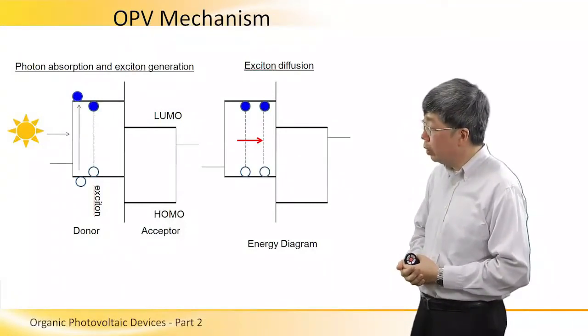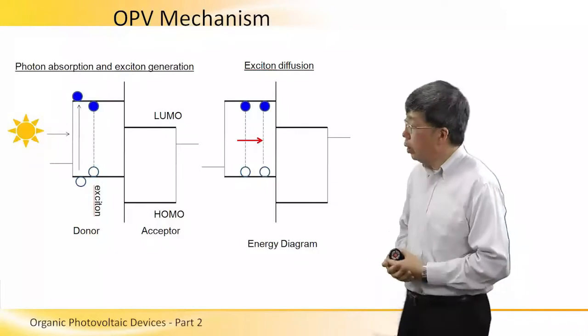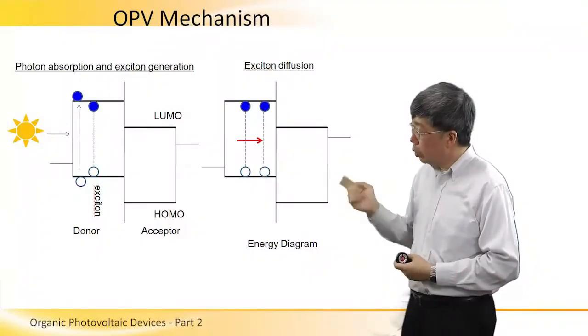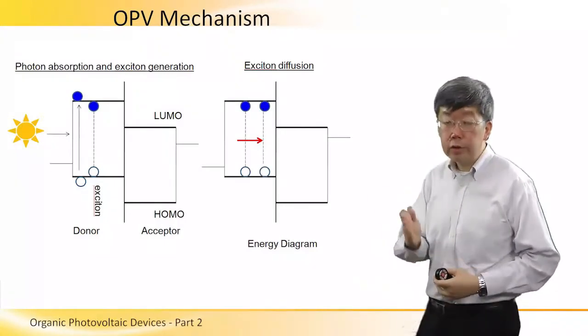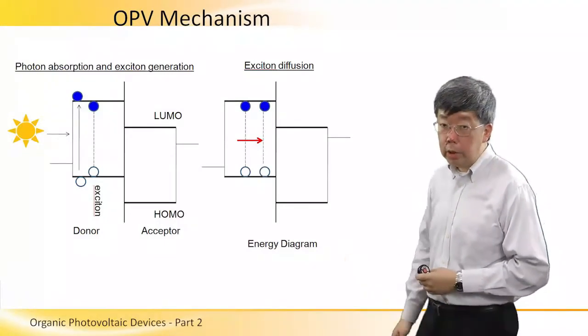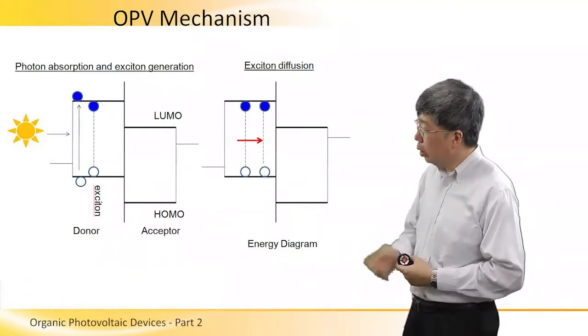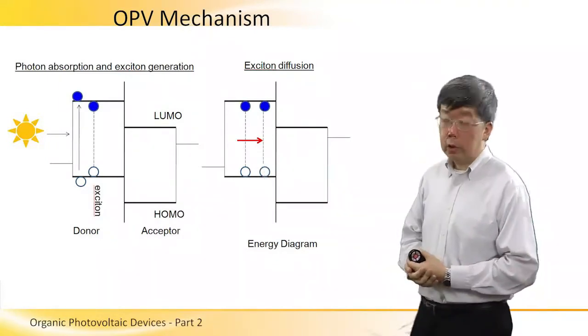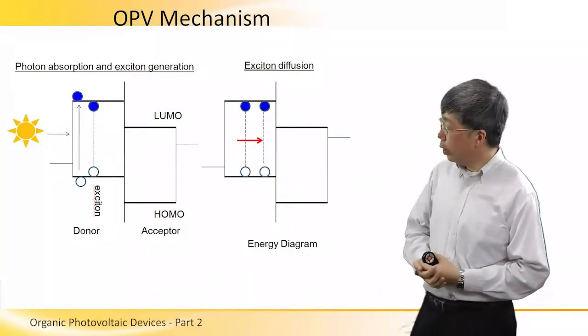Once the exciton is formed near the surface of the OPV device, it will diffuse to the interface between the donor and the acceptor. This is because of the concentration gradient, and the diffusion is indicated by the red arrow on the right-hand energy diagram.